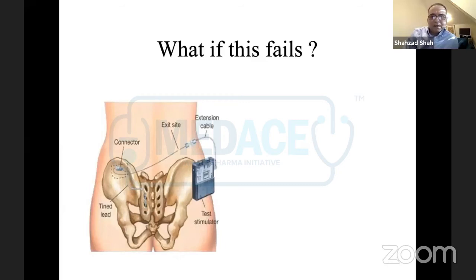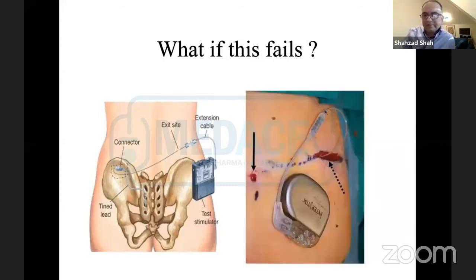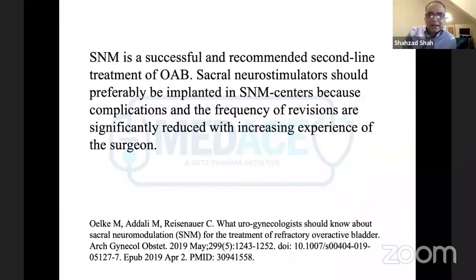So what if Botox fails? We have the privilege of having sacral neuromodulation here. What this basically does is we insert leads into the S3 foramina, and the patient is then connected to an external generator, goes home, wears the external generator for 2 weeks, and then compares the bladder diary. If there's a 50% reduction in the patient's symptoms, they go on to have the permanent pacemaker implanted in the buttocks. This is useful and recommended as a second-line treatment.